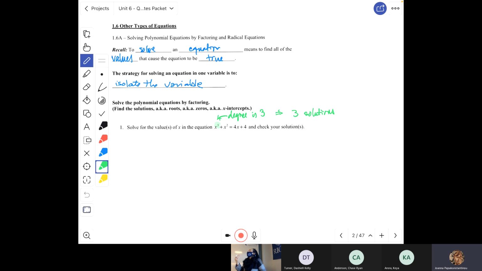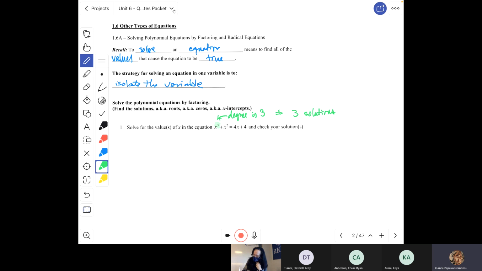Now, we'll see that perhaps we don't have 3 different values of x. We may have only one and it's repeated 3 times, or we may have 2 and one of them is repeated. And we'll talk about the multiplicity of the solutions. But right now, I know technically, since this is a cubic equation, the highest degree is 3, that I potentially can have up to 3 unique solutions.